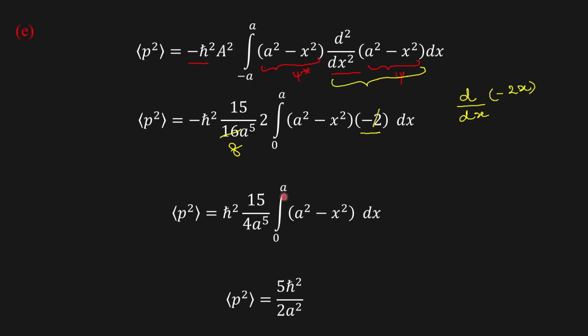Now you have to integrate a squared minus x squared with respect to x, and if you integrate and apply the limit, you will get 5 h cross squared over 2a squared. Then we will move on to section F.